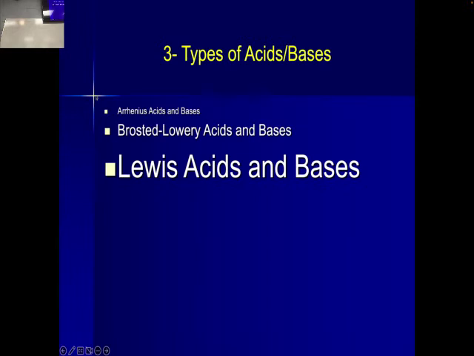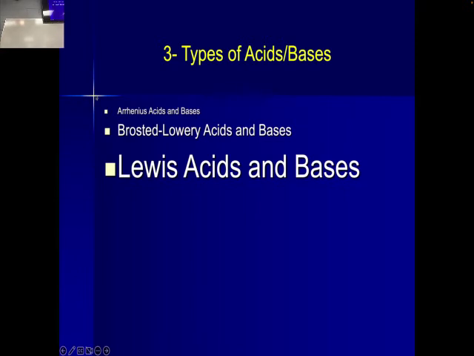And then there are the Lewis acids and bases. And I put that in big. Lewis acids explain all of the others. I really don't know, other than for historical reasons, why we even bother to teach people about Brønsted-Lowry and Arrhenius, because Lewis takes care of everything. But in their wisdom, when they write books, they feel the need to give you three definitions of acids and bases when one will do.